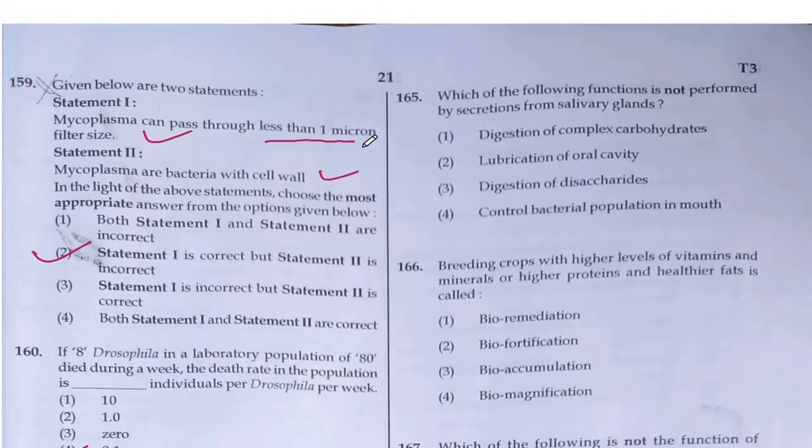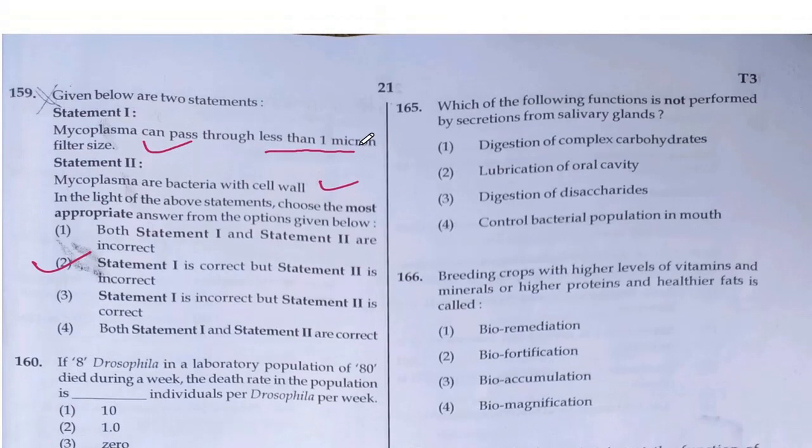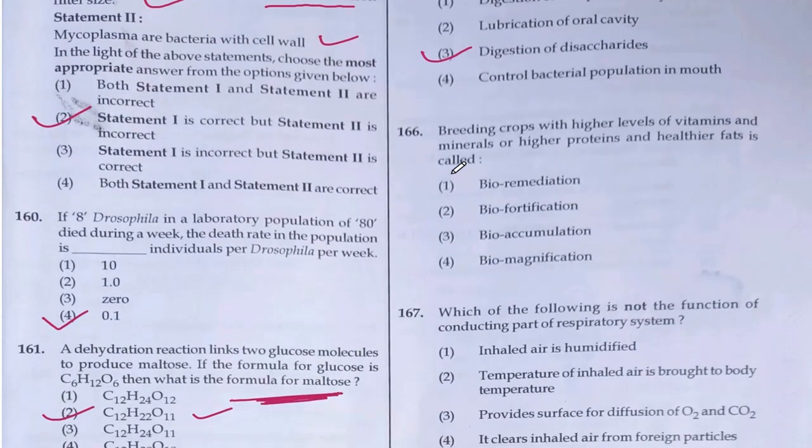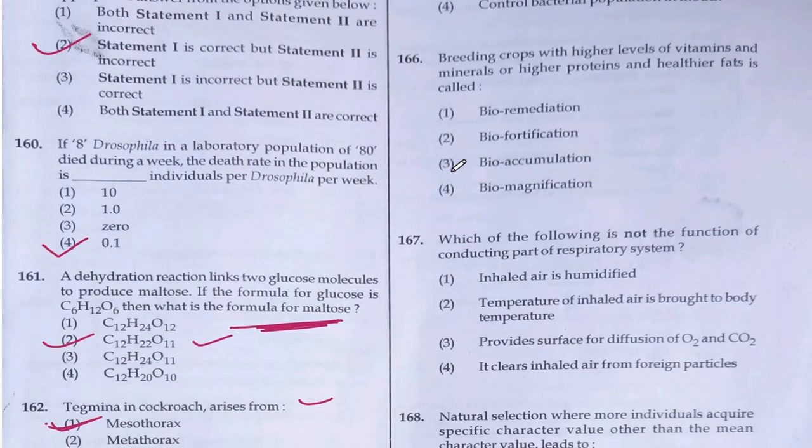Next, coming to question number 165. Which of the following functions is not performed by secretion from the salivary gland? That will be digestion of disaccharide. So that is not due to the salivary gland. Question number 166. Breeding crops with higher levels of vitamins and minerals or high protein and healthier fats. That is called biofortification.